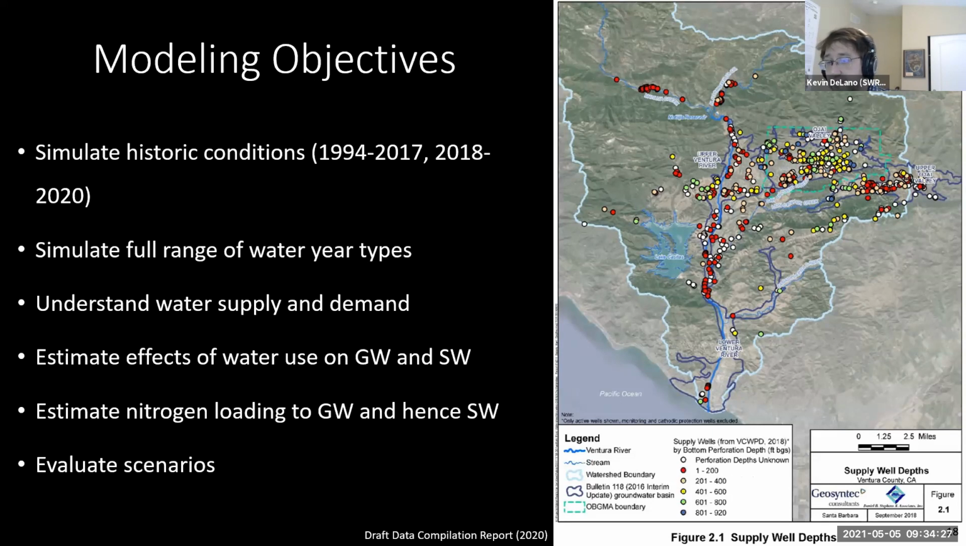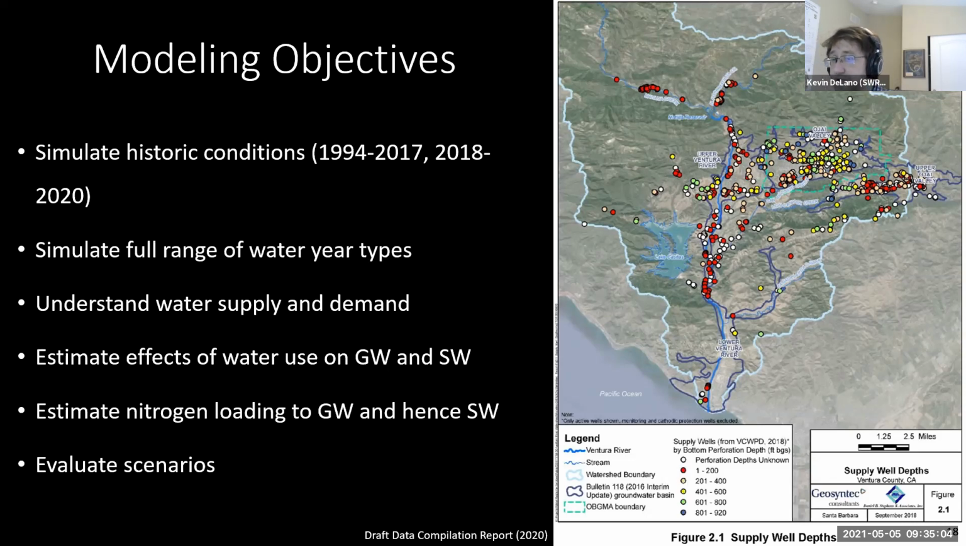And as was said earlier, we need to be able to understand how much water is available in the watershed. Where does precipitation go? What are the transit times? What are the quantities that are available? How do groundwater and surface water interact? We also need to understand water demand. What are all the water uses, all the beneficial uses of water in the watershed? And we want to understand the effects of water demand on groundwater levels and surface water flows. For the regional board, there's a need to estimate how nitrogen is loaded into the groundwater and hence where that nitrogen daylights into surface water.